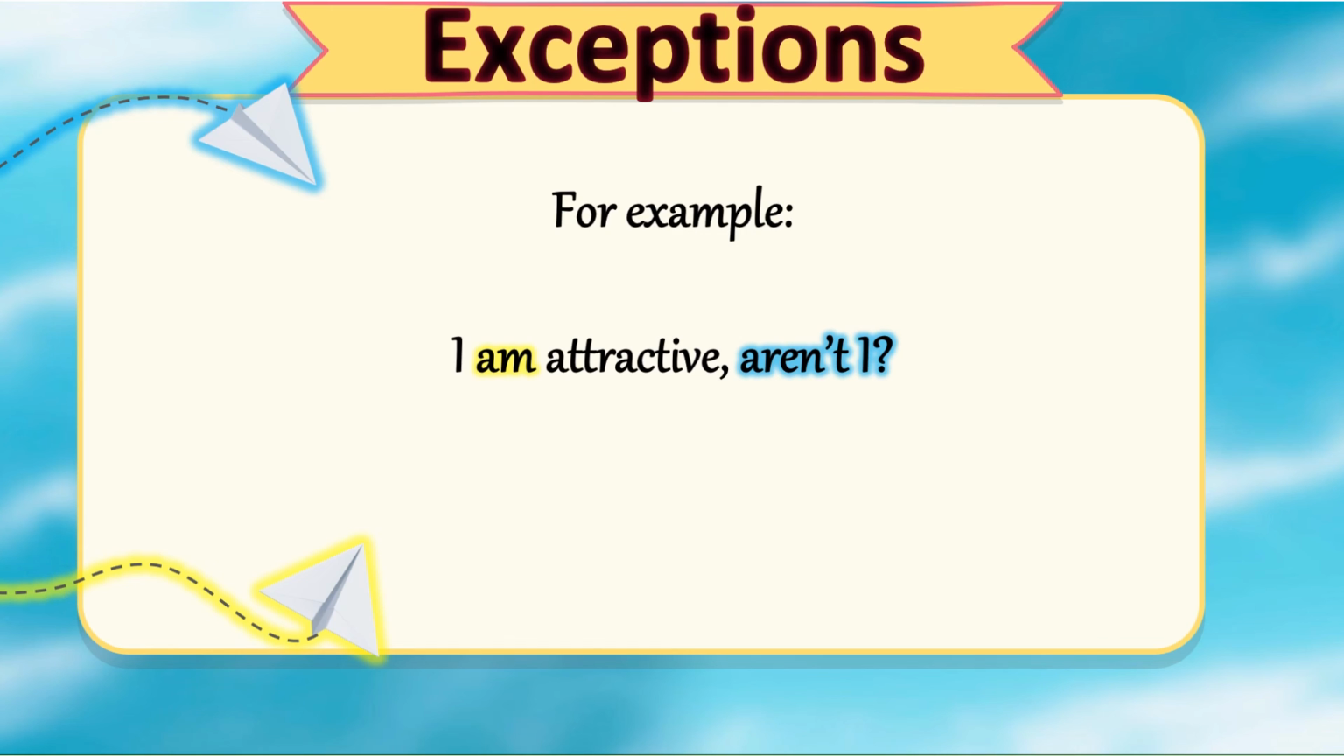Also, we have some exceptions. Some verbs and expressions have different question tags. For example, "I am attractive, aren't I?" In this case, if you notice, you are using am, but when you are going to use the question tag, you must use are. Because this is an affirmative sentence, you need to use it in negative, right? "I am attractive, aren't I?"